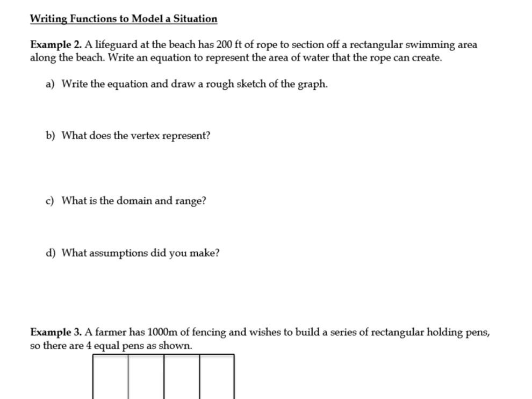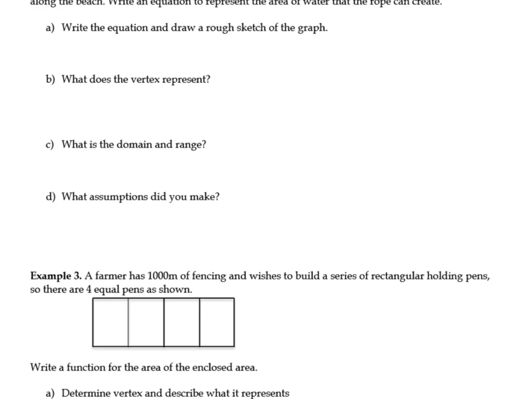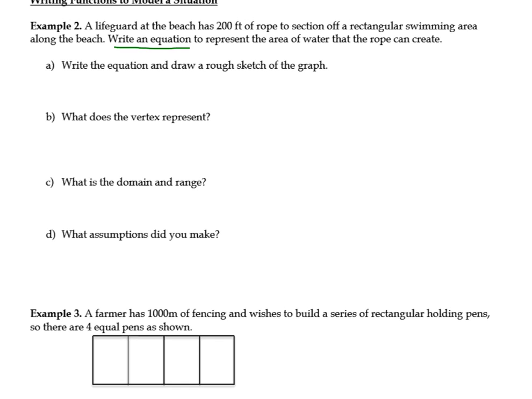A lifeguard at a beach has 200 feet of rope to section off a rectangular swimming area along the beach. I so would love to be at the beach right now. Write an equation to represent the area of water that a rope can create. So we want an equation specifically relating to what? We said write an equation to represent what? Area. The area of water.